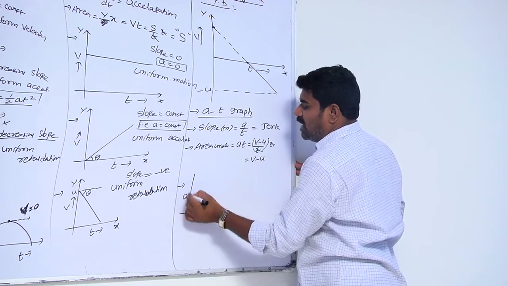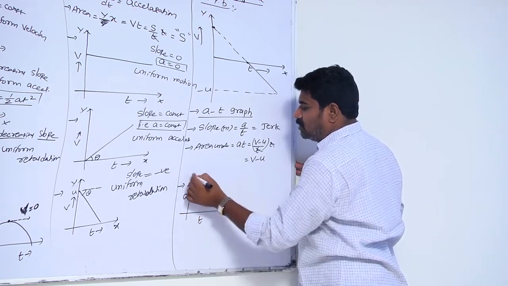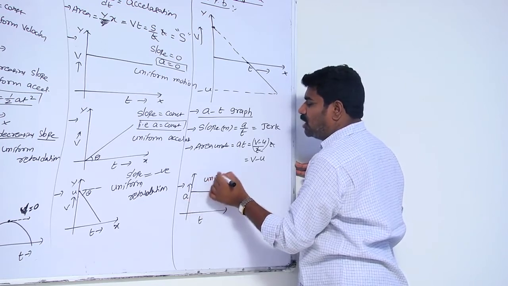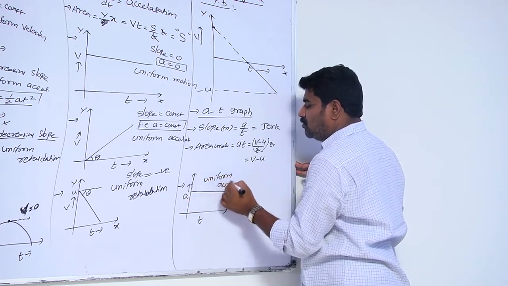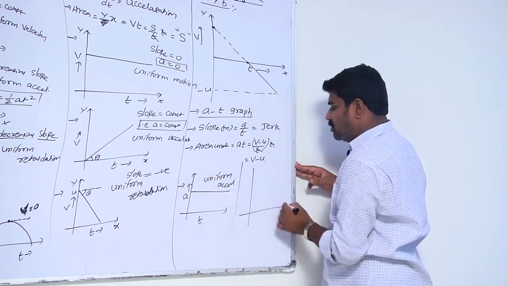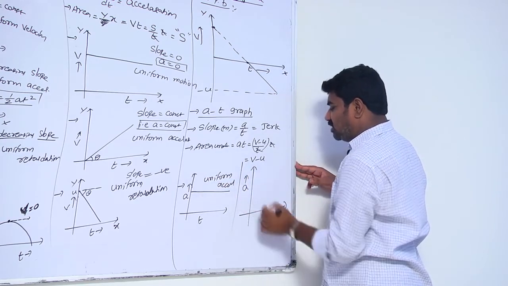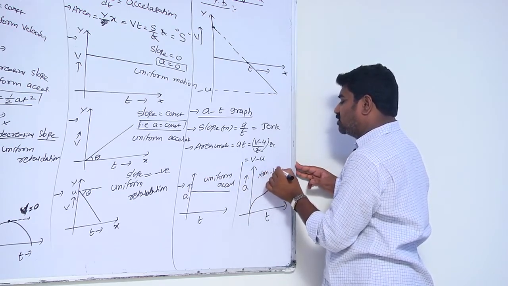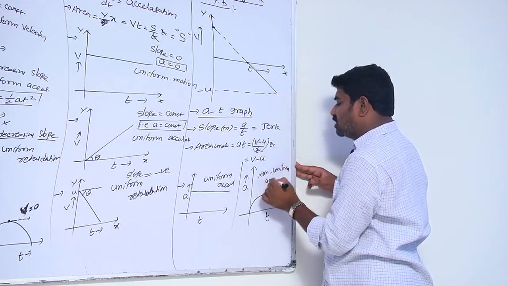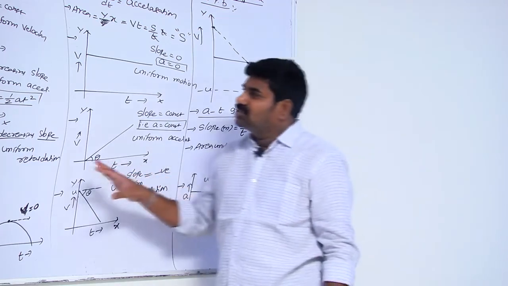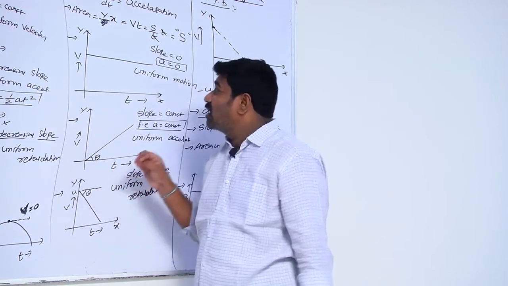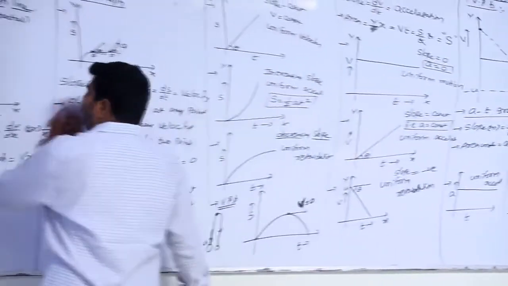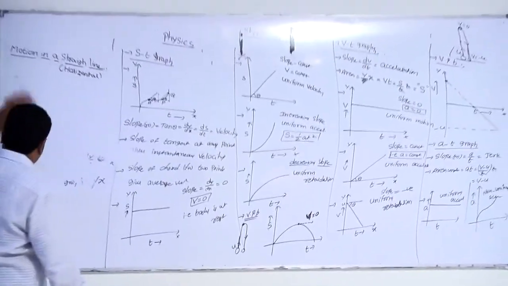Here acceleration and time are taken. What is the meaning of this graph? Slope is equal to 0, so uniform acceleration. Here, for example, this is the acceleration and this is the time. What is the meaning? Non-uniform acceleration. This is about the displacement-time graph, velocity-time graph, and acceleration-time graphs of the equations of motion. These are about the graphs.